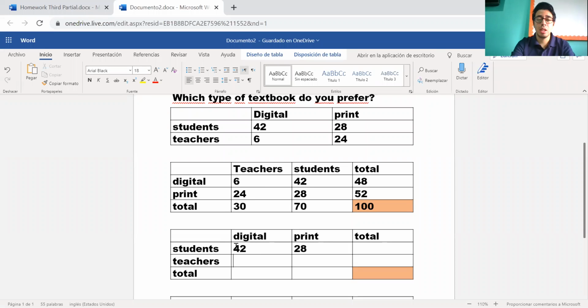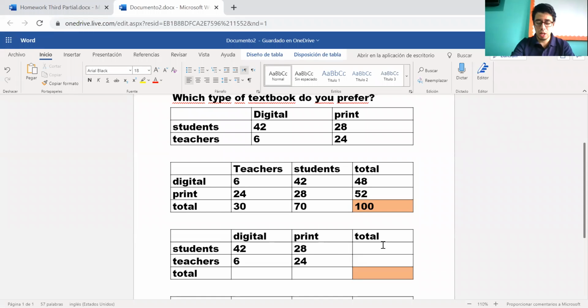And how many teachers prefer the digital books? 6. And how many teachers prefer the printed book? 24. We have the data for the students, for the teachers, and the books they prefer. And now I obtain the addition of these quantities, okay?